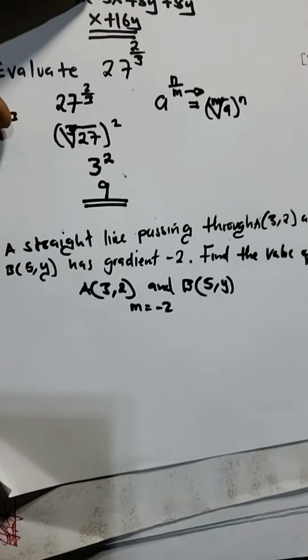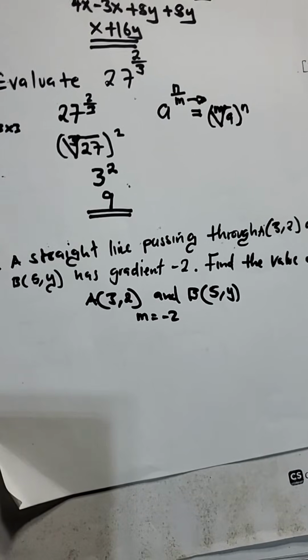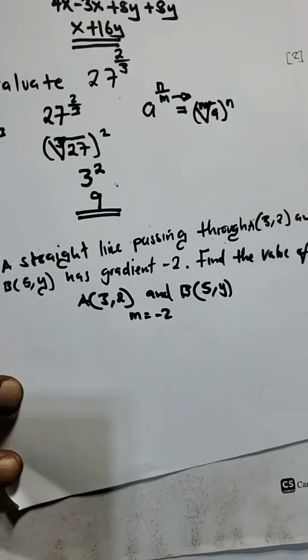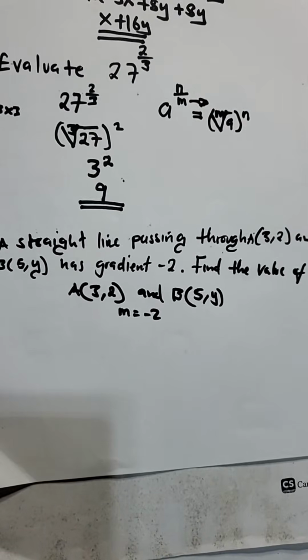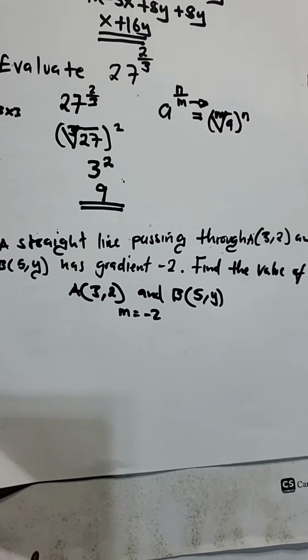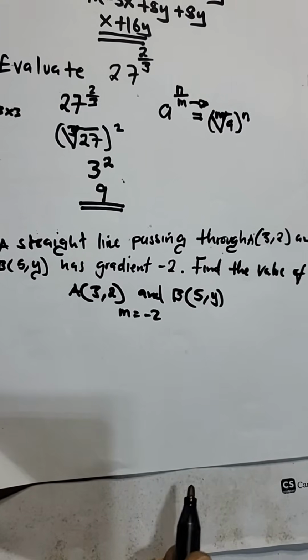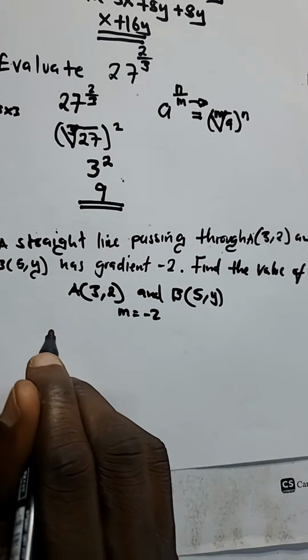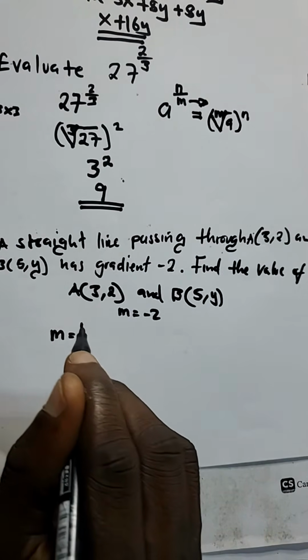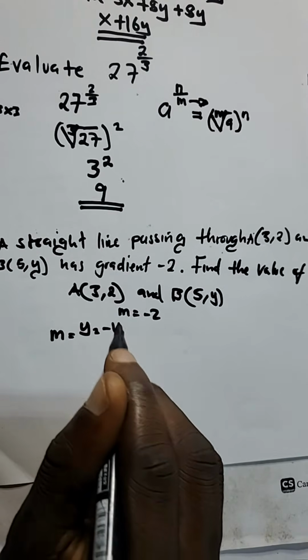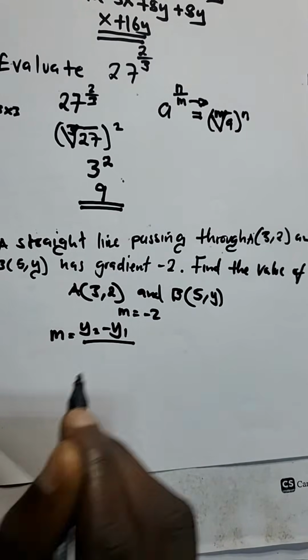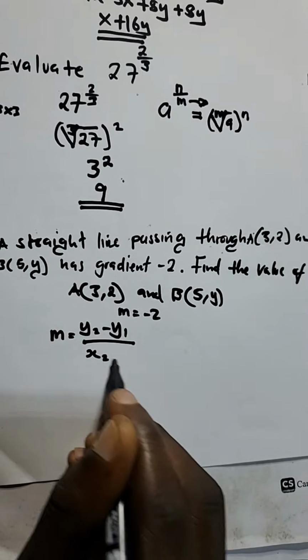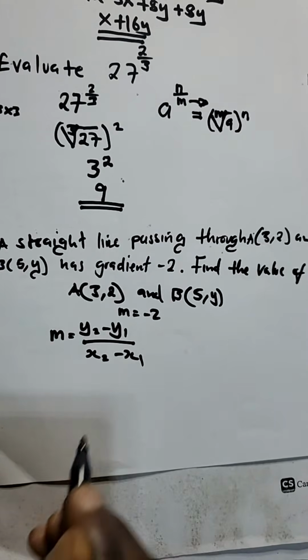With this information, we can now find what is missing. Since we have been given the gradient, we're supposed to use the formula for gradient. What is the formula for calculating gradient? It is simply m equals y2 minus y1, since we have 2 points, over x2 minus x1.